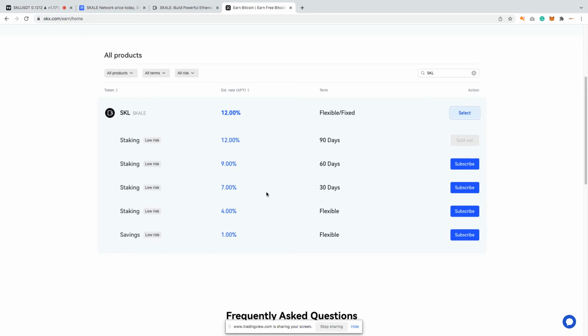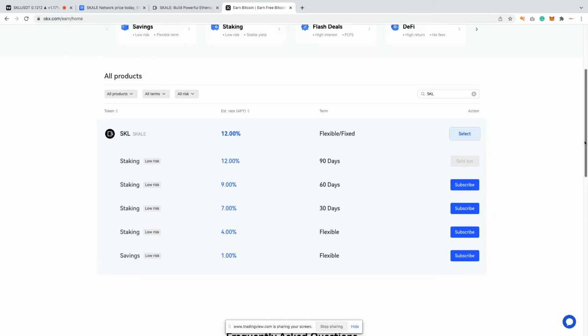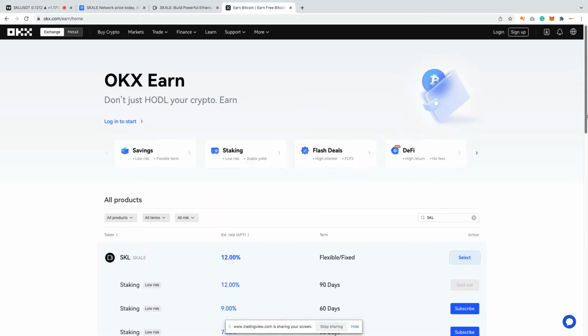Now, the good thing is you can always take your reward whenever you want, even before the days are exhausted. The good thing is, after the 30 days is over, maybe by then 90 days would have been open for you to come and stake. So you just come and click subscribe, and they will automatically take it from your spot wallet and you subscribe. So that is how you stake your coin.